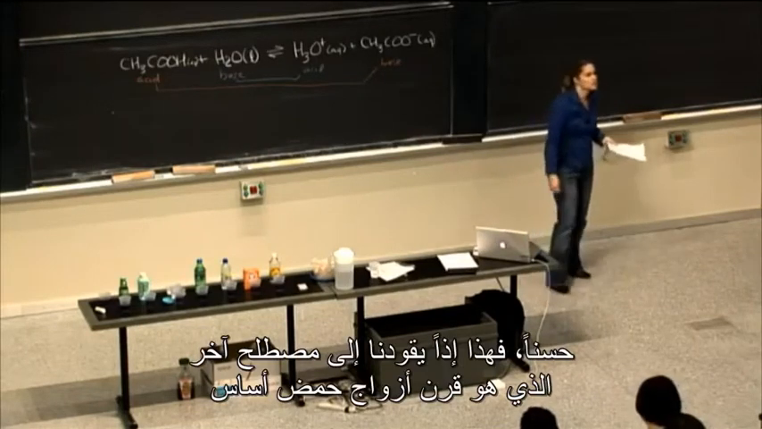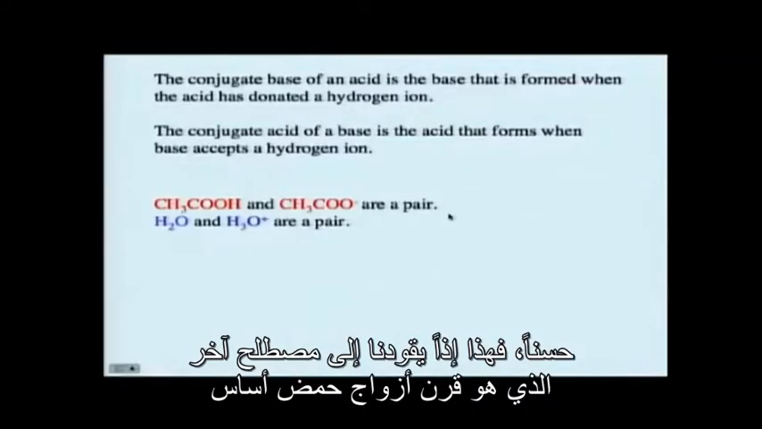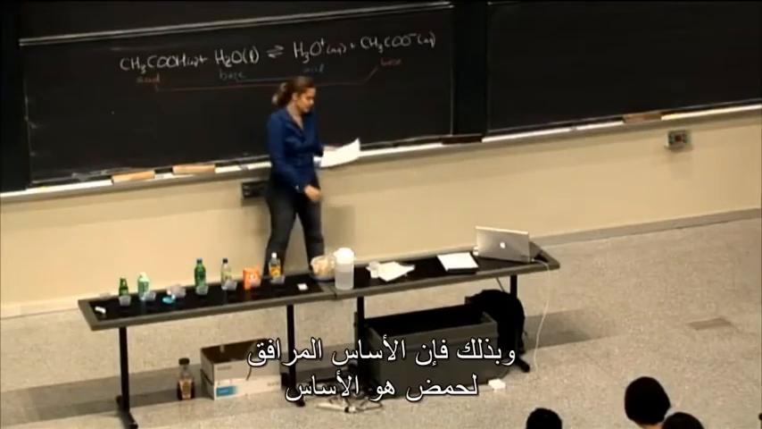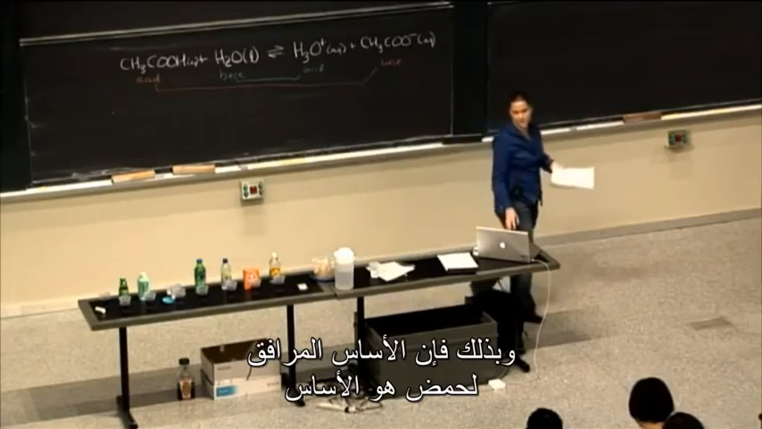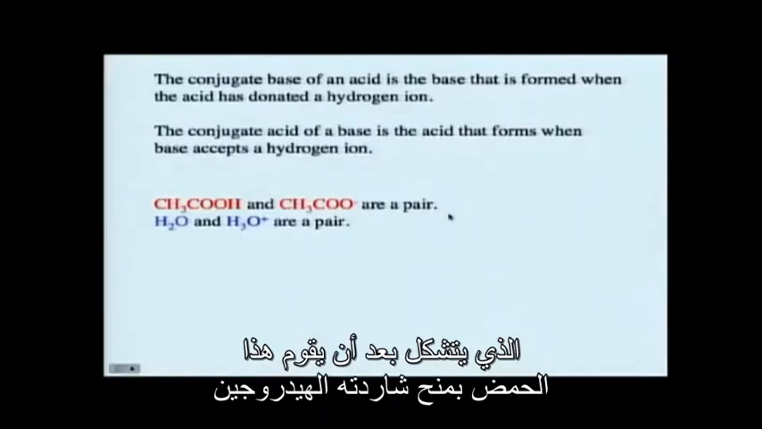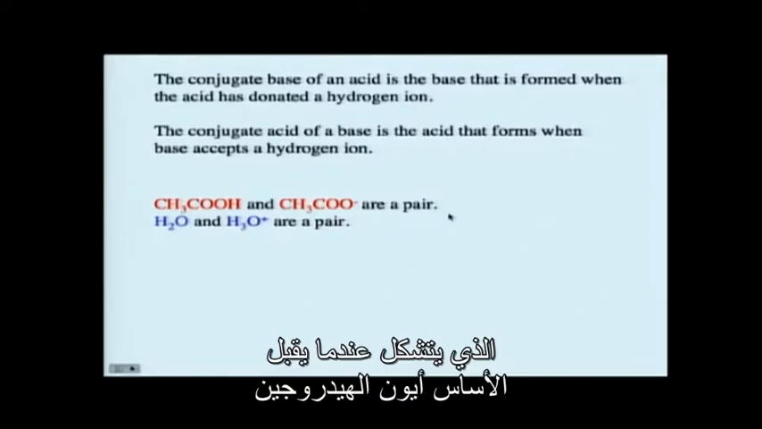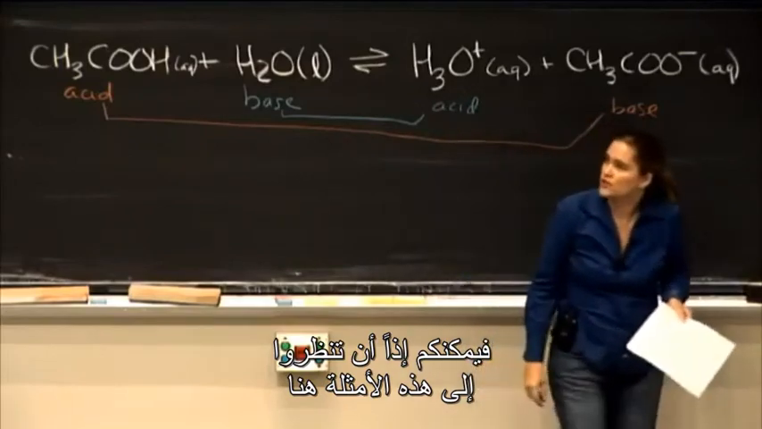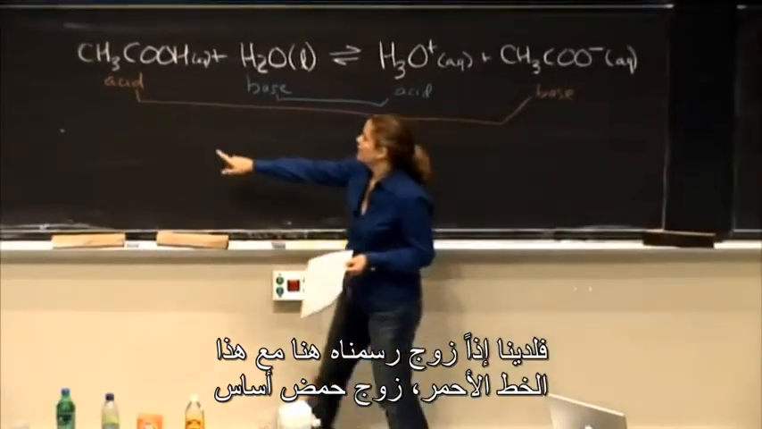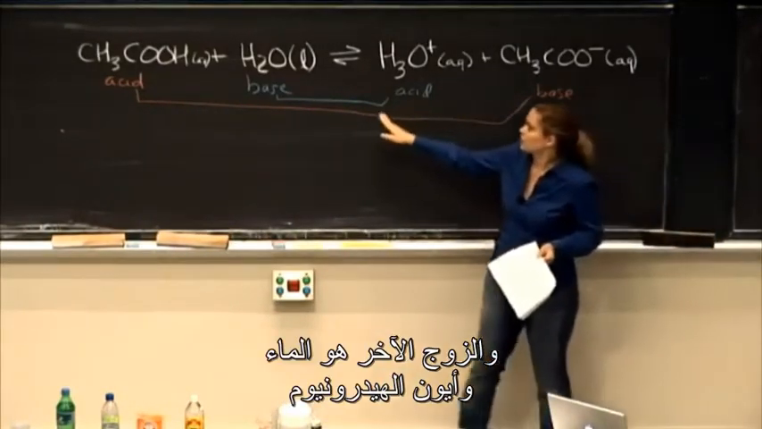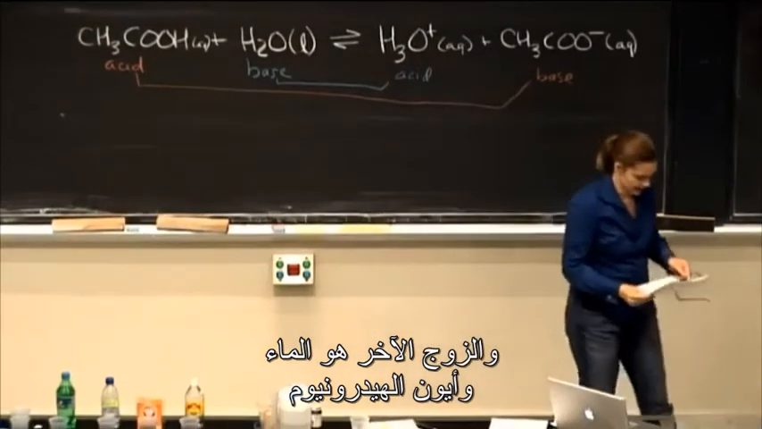All right. So this brings us to another term, which is conjugate acid-base pairs. You can talk about something being a conjugate base of a particular acid. A conjugate base of an acid is a base that's formed after the acid has donated its hydrogen ion. A conjugate acid of a base is the acid that's formed when the base accepts the hydrogen ion. So you can look at those examples here. We have a pair that we've drawn here with this red line, an acid-base pair, and the other pair is the water and the hydronium ion.